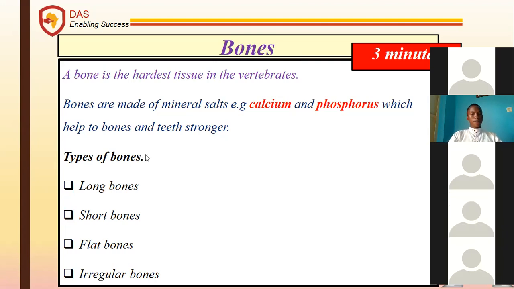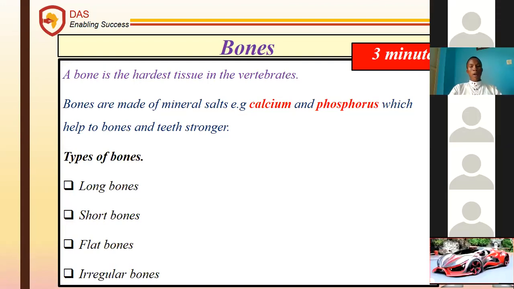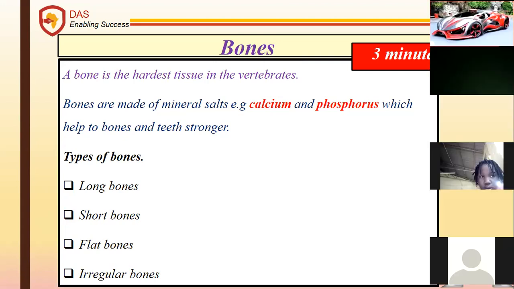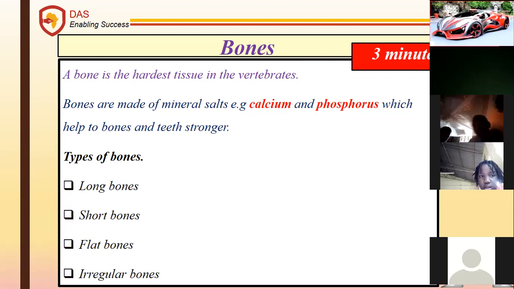Types of bones. We have 4 types of bones mainly. Number one, we have the long bones, the short bones, flat bones, and the irregular bones. Those are the main 4 types of bones we have. I repeat, we have the long bones, the short bones, the flat bones, and the irregular bones. They'll ask you to give types of bones.